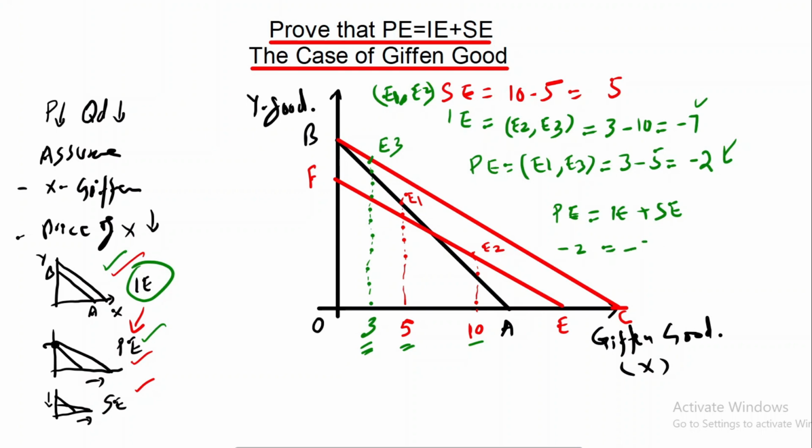You can write minus 7 here, and then we have a plus sign, substitution effect is equal to 5. So minus 2 is equal to minus 7 plus 5, which is equal to minus 2. So minus 2 is equal to minus 2. So this is the proof that price effect is equal to income effect plus substitution effect in case of Giffen goods.